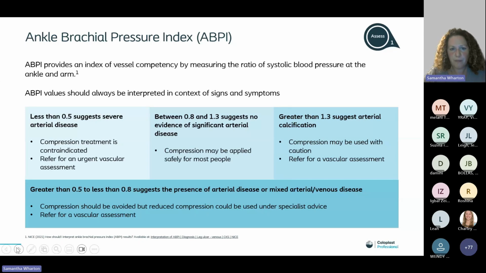0.8 to 1.3, that's where you can apply that compression, and that's that strong compression, so 40 millimeters of mercury. If it's greater than 1.3, that suggests arterial claudication, so the vessel's not actually able to be compressed, and again needs to be referred to vascular for assessment. Greater than 0.5 to less than 0.8 suggests the presence of arterial disease or that mix, so it could be a mixed arterial venous disease. Compression should be avoided, but reduced compression could be used under specialist advice, and again refer for a vascular assessment.